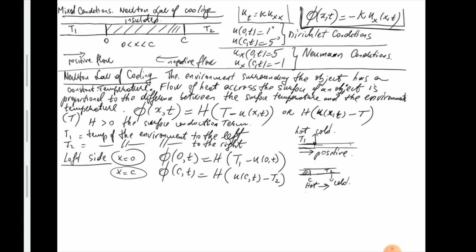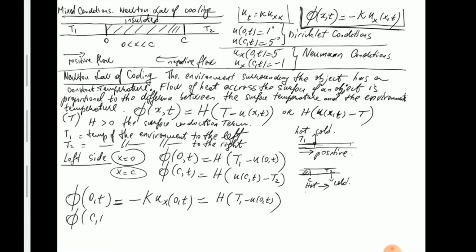Big K is the conduction term, so we have phi of 0,t because of the Fourier law of heat conduction, that's minus K, big K, u partial x of 0,t, and because of Newton's law of cooling, that's also equal to h times T1 minus u of 0,t. And the other point, phi of C,t, is going to be minus K u partial x of C,t, which again, because of Newton's law of cooling, is h times u of C,t minus T2.